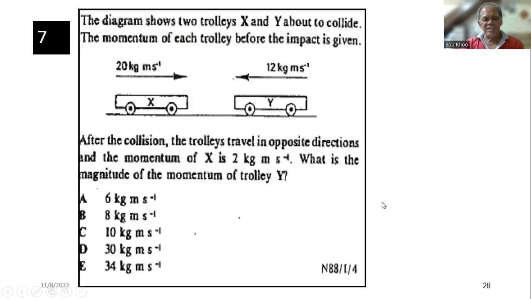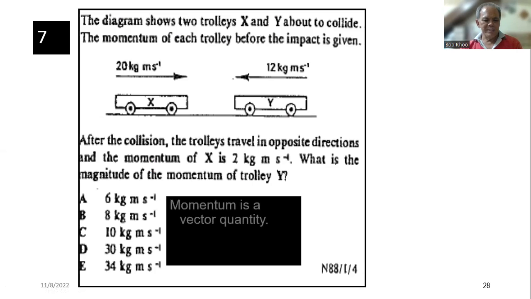Okay, let's try. This is an old Cambridge A-level question. The diagram shows two trolleys X and Y about to collide. The momentum of each trolley before impact is given. That's momentum before. Remember, the examiner will not give you a negative sign. They just give you the magnitude and the direction. After collision, the trolleys travel in opposite directions, and the momentum of X equals 2. What is the magnitude of momentum of Y?